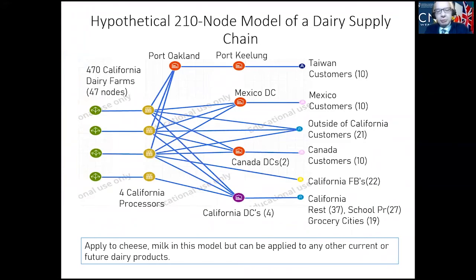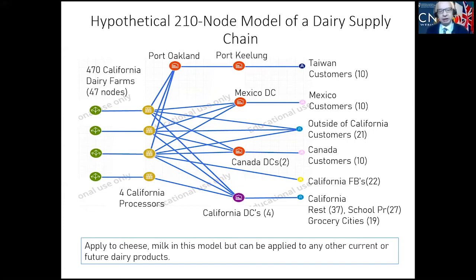So to test some of the digital twin ideas, similar to the EcoHealth Alliance model, we simulated a hypothetical 210-point network of a supply chain for 3 different products: fluid milk, cheese, large and small, and I'll explain why I chose large and small, exported from across California, US, Canada, Mexico, and Taiwan. And each green node, there's 47 of them actually, represent 10 farms each. And there are 4 California processors, and then various distribution centers and customers.